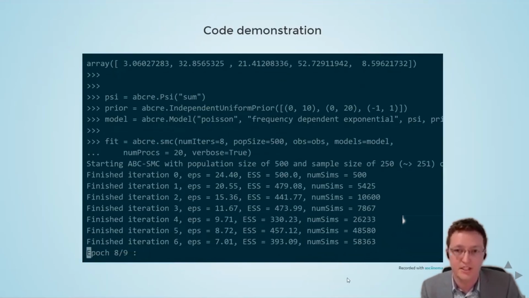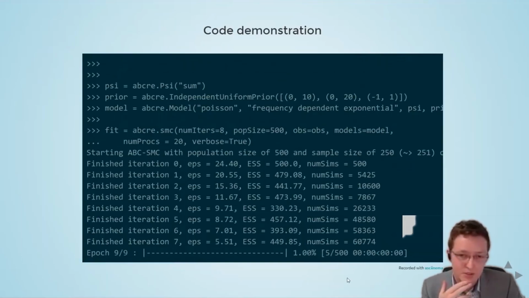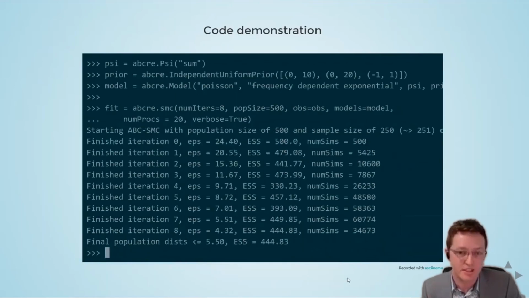So I should have emphasized this from the beginning, actually. You use ABC when you can simulate your data, even though you don't know the likelihood, which is many cases.